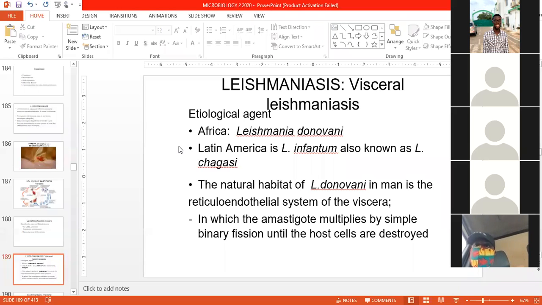So donovani has a lot of affinity for the fresh, succulent red cells. So that should give you the first signal that if you're infected with this particular parasite, you will be presented with what? You'll be presented with anemia. One of the clinical symptoms will be anemia. Okay.